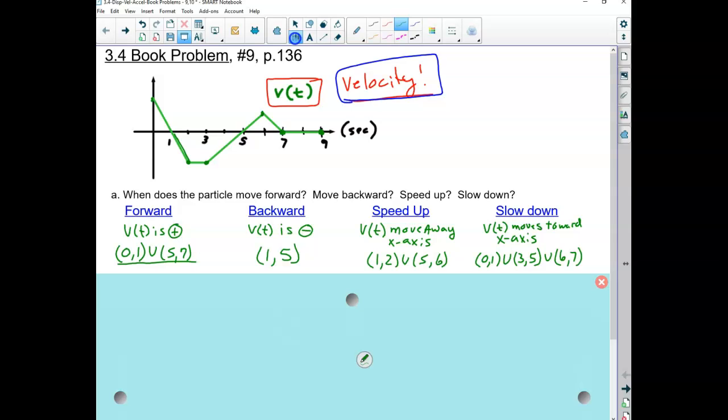So that's my forward, backward, speed up, slow down. These are the things we look at when given the graph of velocity. V of t positive is forward, v of t negative is backward. V of t is speeding up when I move away from the x-axis. V of t slows down when I move toward the x-axis. That's just graph reading at its best.